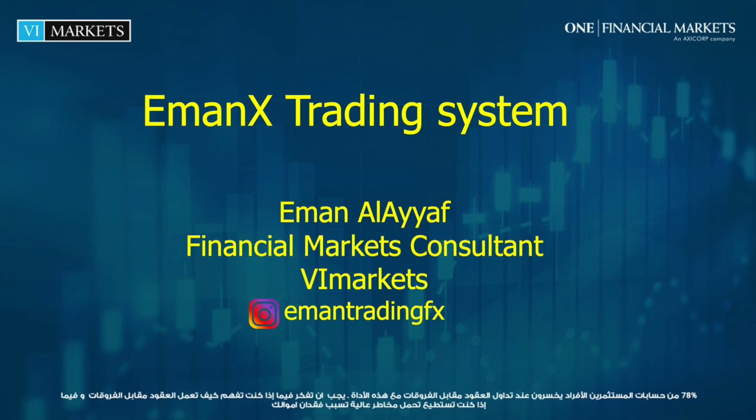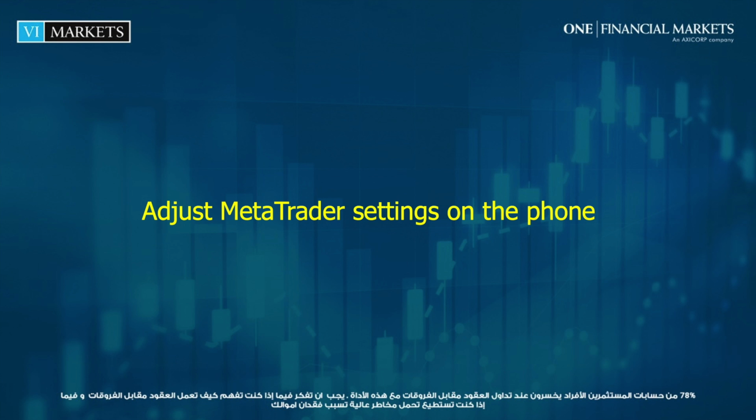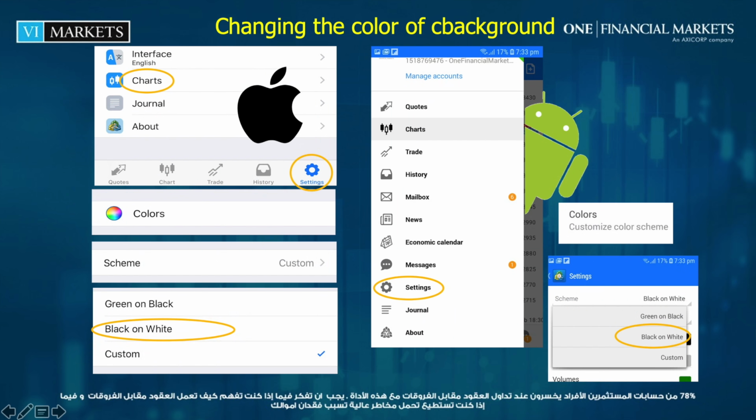Okay, let's begin. First of all, we're gonna adjust the MetaTrader platform settings on the phone. This is the most famous trading platform. It's available in most brokers. I'm gonna start off with changing the colors of the background. We go to settings first. Okay, that's the tab on the right. And then we go to charts, we choose colors, we choose the scheme, and we choose black on white. That's what we're gonna do.